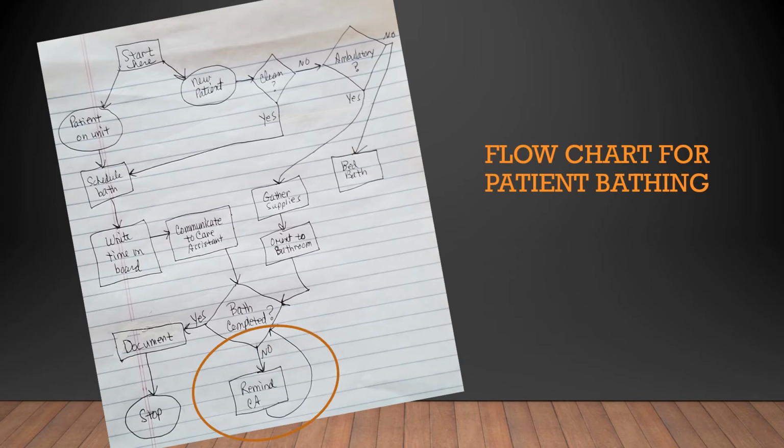And then we have an arrow here that actually doubles back. So I remind the CA, but it becomes a loop. Was the bath completed? No. Was the bath completed? No. Was the bath completed? Yes. And then we have the end point.